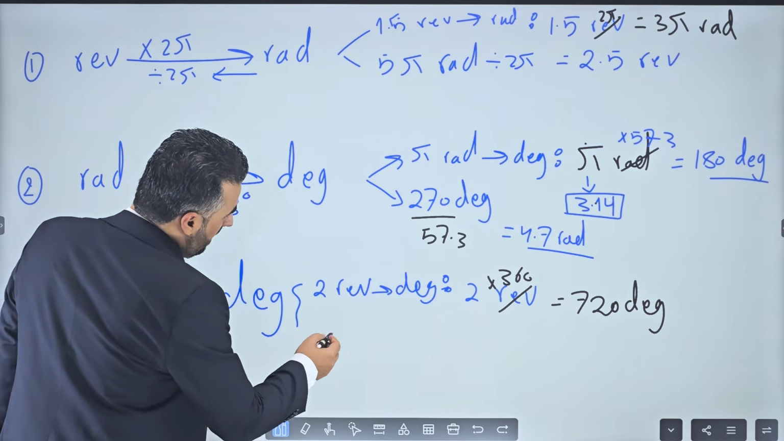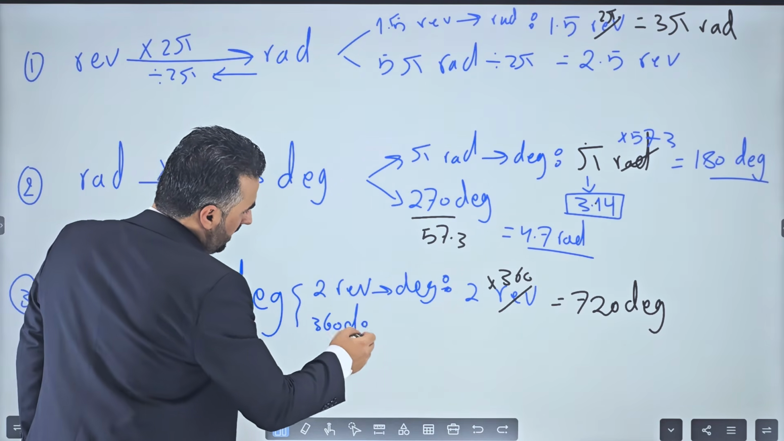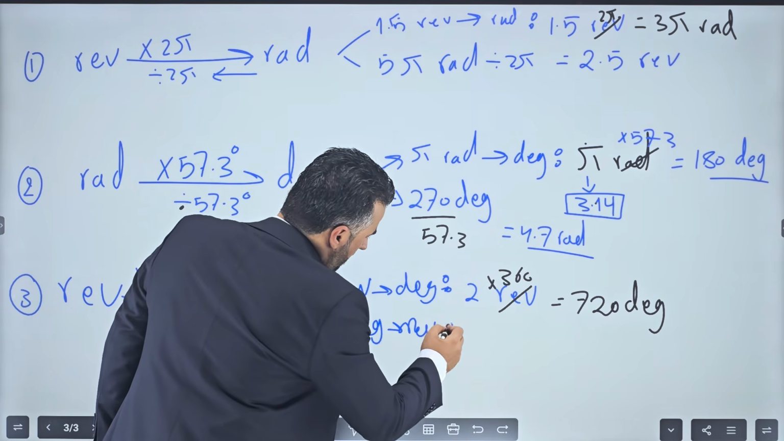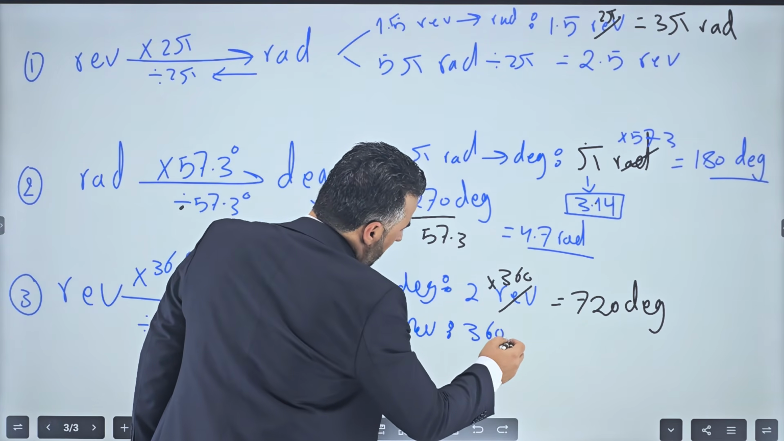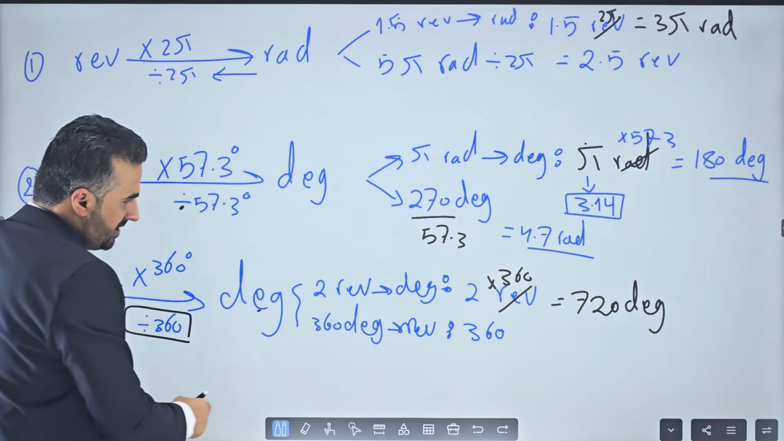What if I want to do the reverse? Let's just say I have 360 degrees. That's easy, right? I want to convert this to revs. Remember, with 360 degrees, if you want to convert degrees to rev, just divide by 360.